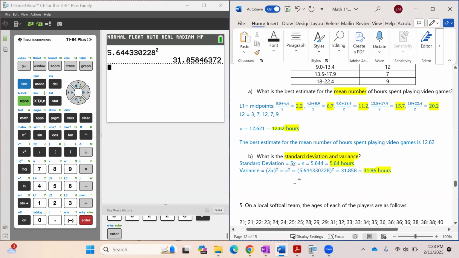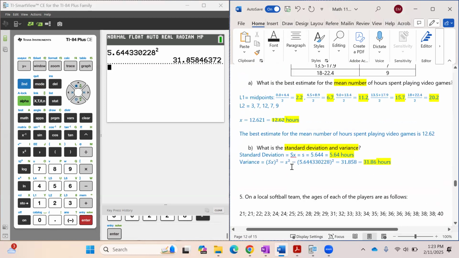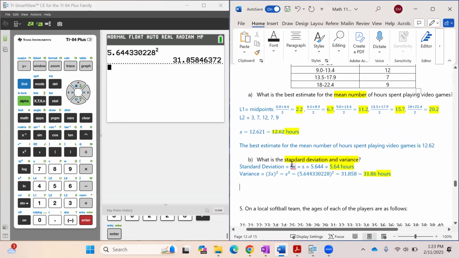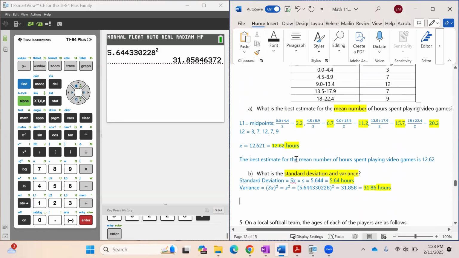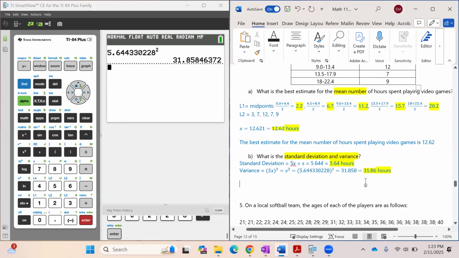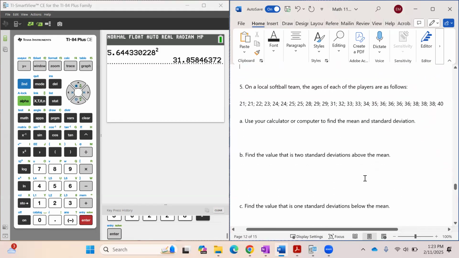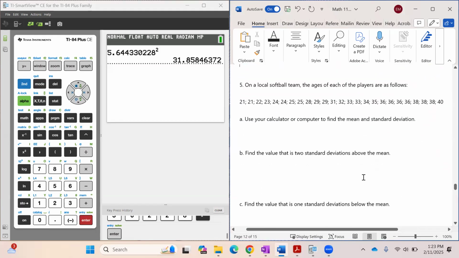Okay, so that is how you do question 4. All right, just list 1, list 2, and calculator. All right, let's move on to question 5. Last question of this self-check.